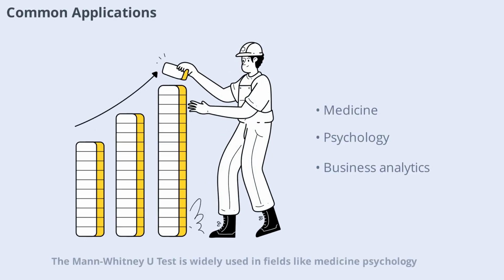The Mann Whitney U test is widely used in fields like medicine, psychology, business, and social sciences. It's perfect for comparing treatment effects, survey responses, or performance metrics when data isn't normally distributed. Its flexibility makes it a staple in many research toolkits.